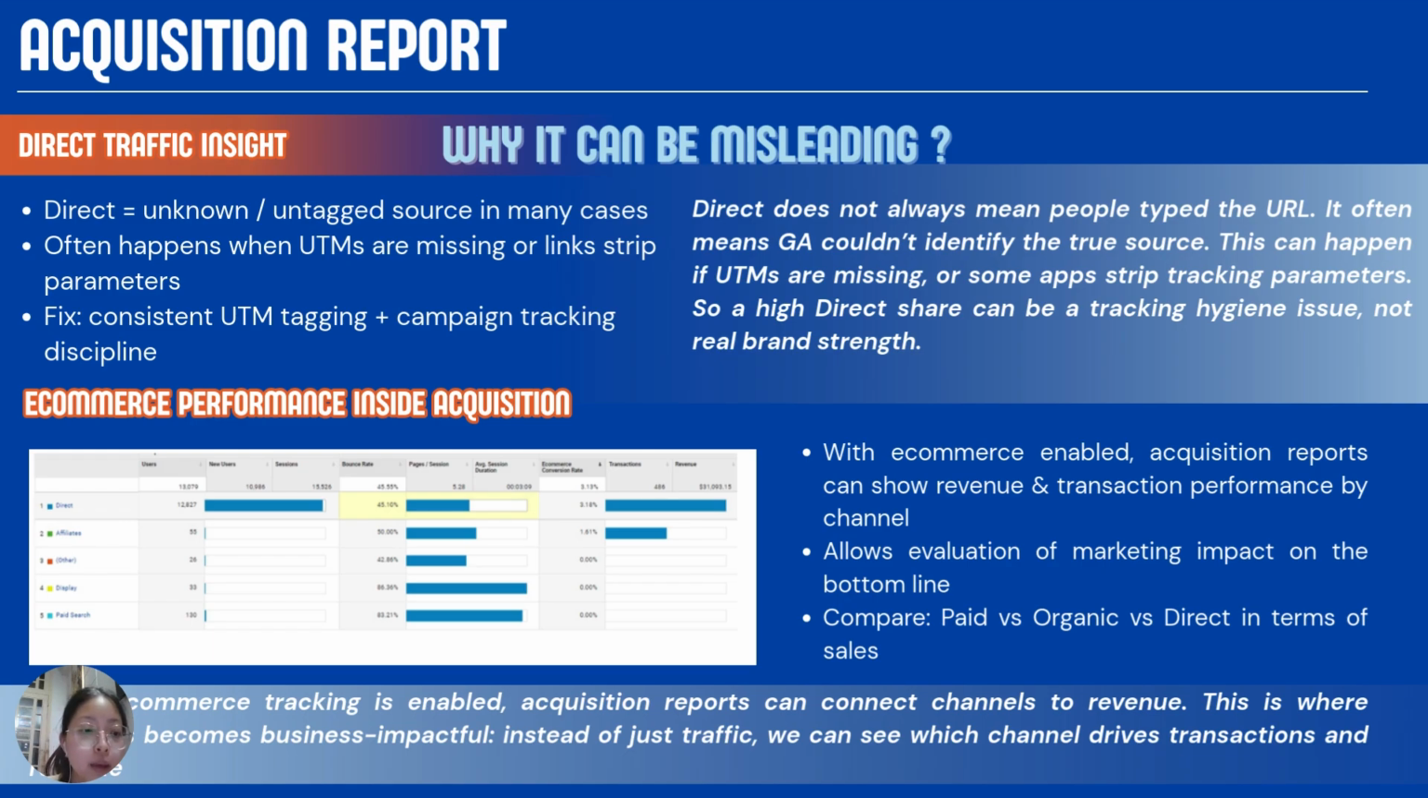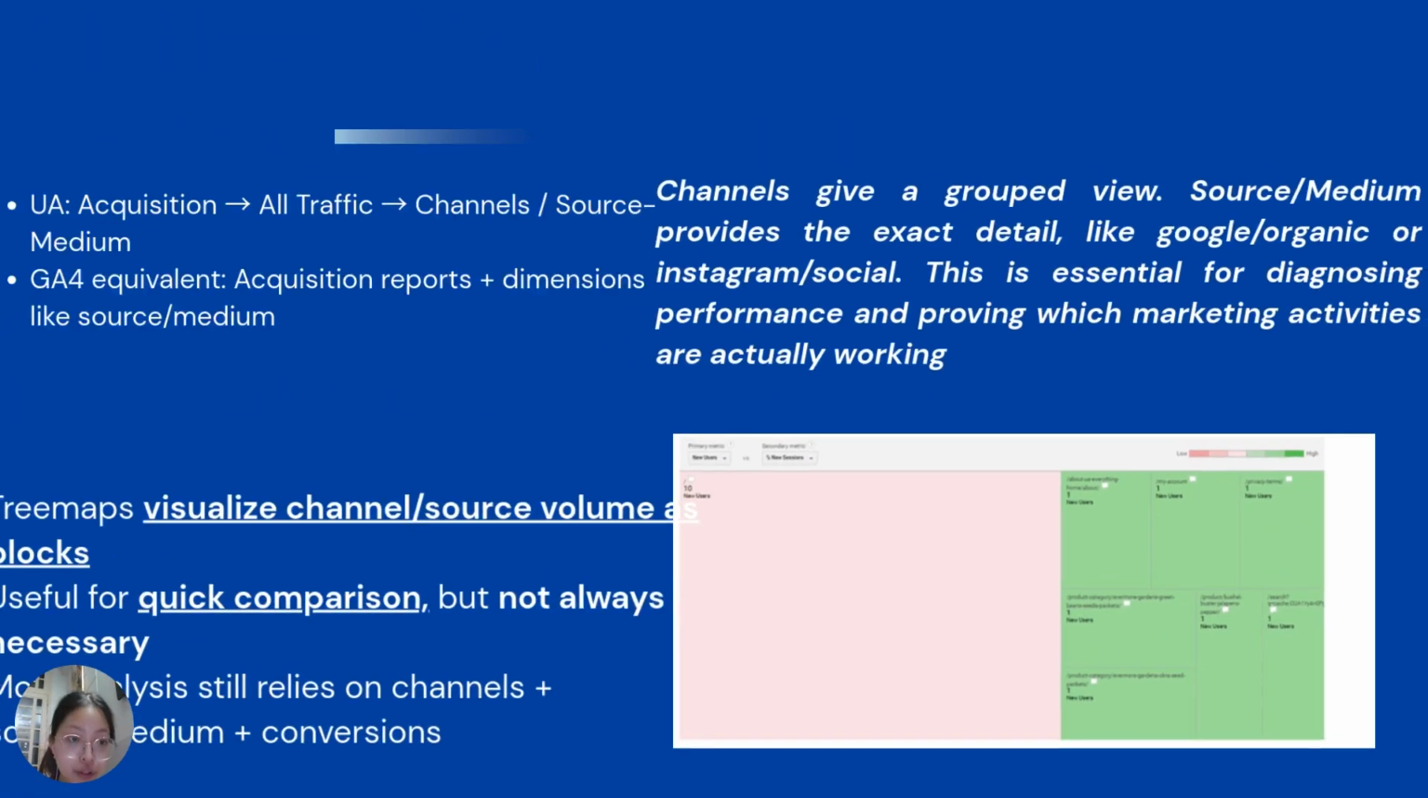Here are the key words. Direct means unknown or untagged source in many cases. This often happens when UTMs are missing or links strip parameters, and the fix is consistent UTM tagging plus campaign tracking discipline. When e-commerce tracking is enabled, acquisition reports can connect channels to revenue. This is where analytics becomes business impactful. Instead of just traffic, we can see which channel drives transactions and revenue.